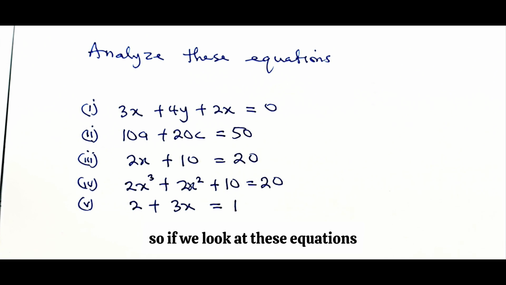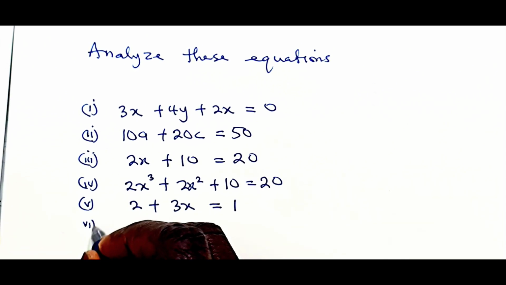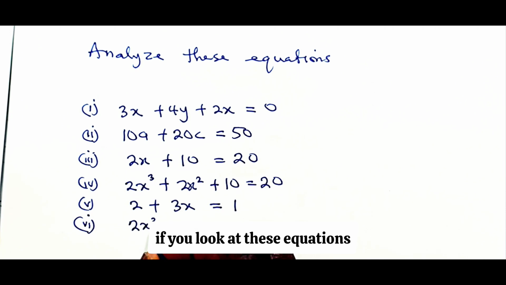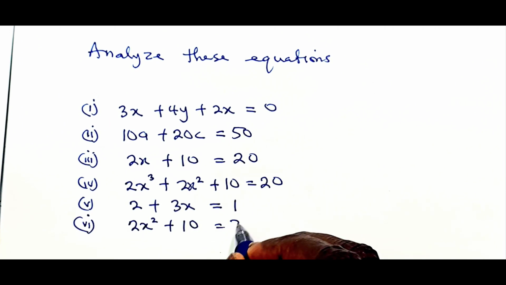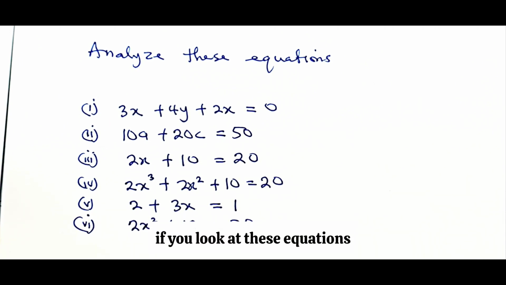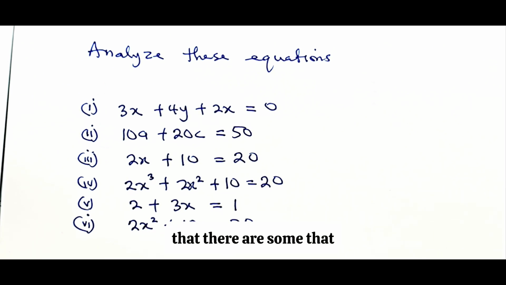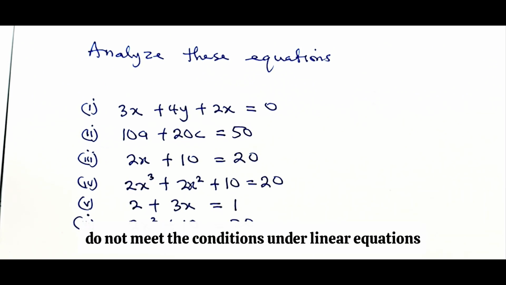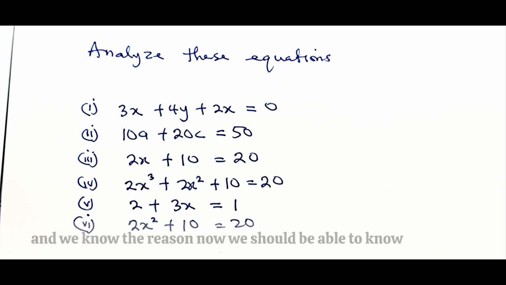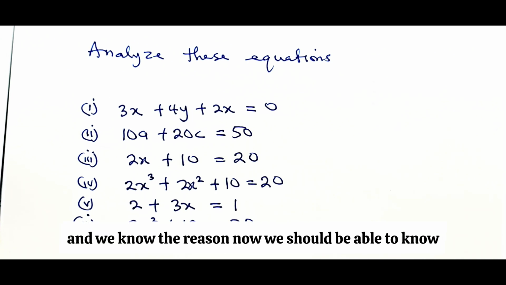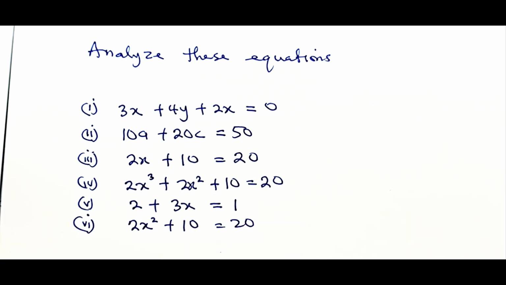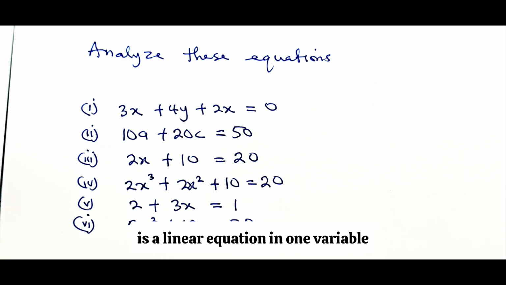So if we look at these equations, we can easily know that there are some that do not meet the conditions under linear equations in one variable. And we know the reason now. We should be able to know whether an equation is a linear equation in one variable or not.